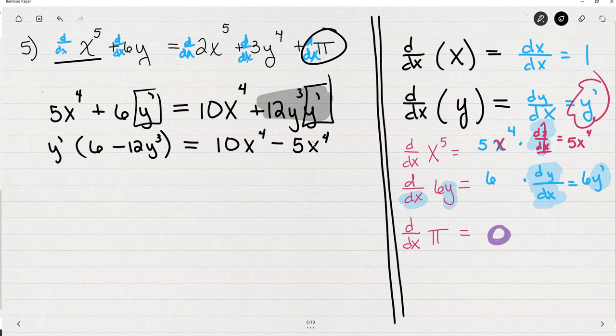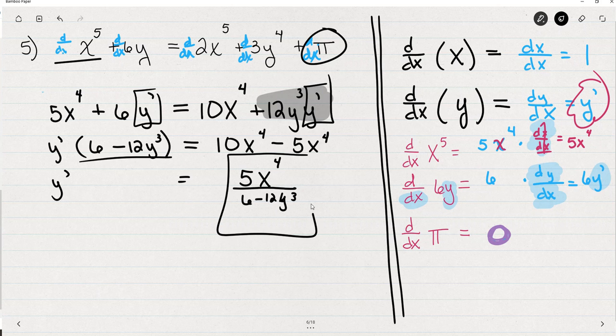You might notice that this 10x to the 4th minus 5x to the 4th could be simplified. 10 minus 5 is 5, so 5x to the 4th. And then I'm going to divide by the 6 minus 12y cubed so that I have the y prime isolated.